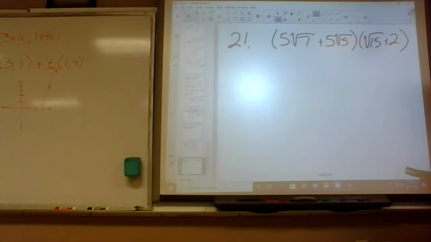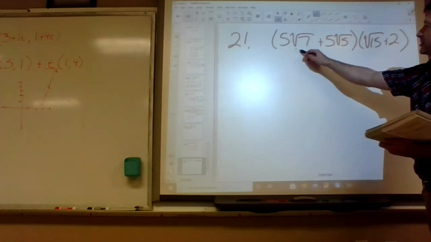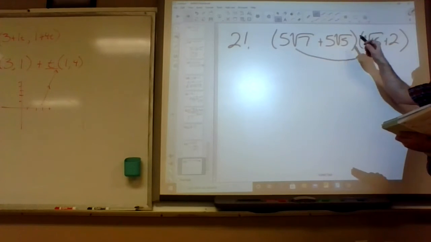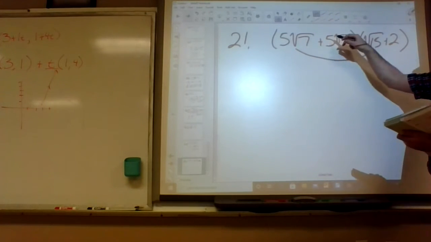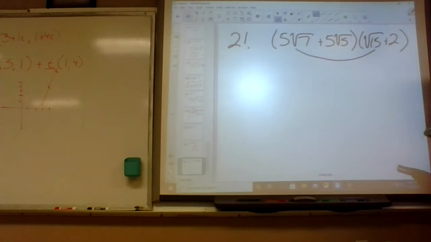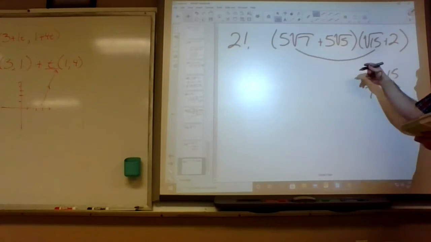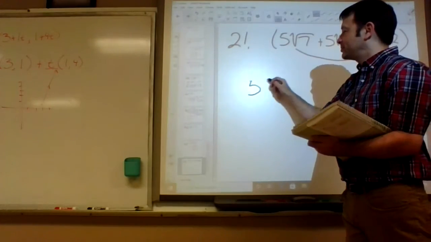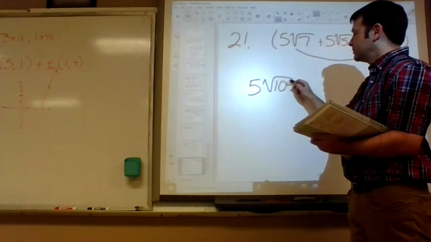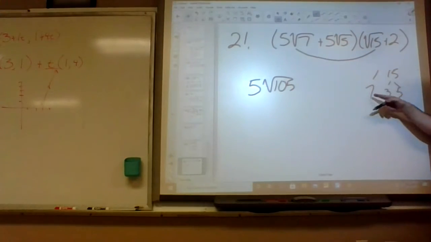Okay, so the first one: 5 times square root of 7 times square root of 15. 7 and 15 would be 85. No, that'd be 100. That's not going to simplify it. 7 times 15 is 105. So it's going to be 5 square root of 105. And it's not going to break down anymore because 7, 3, and 5 is what goes into it.